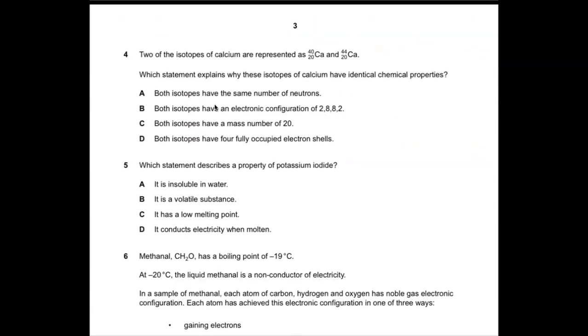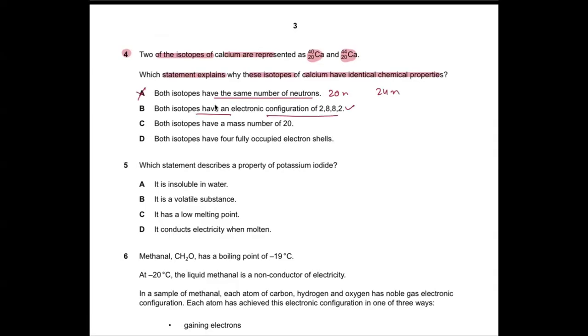Now, MCQ number 4. Two of the isotopes of calcium are represented as calcium-40 and calcium-44. Which statement explains why these isotopes of calcium have identical chemical properties? Both isotopes have the same number of neutrons. No, they have different numbers of neutrons, right? The first one has 20 neutrons and the second one has 24 neutrons. So they don't have the same neutrons.